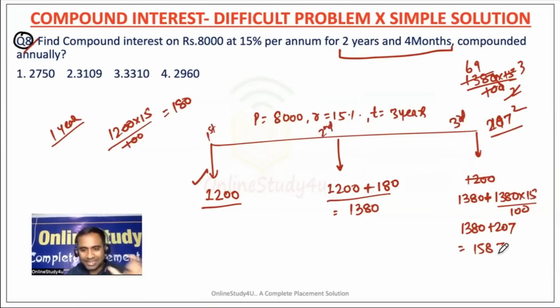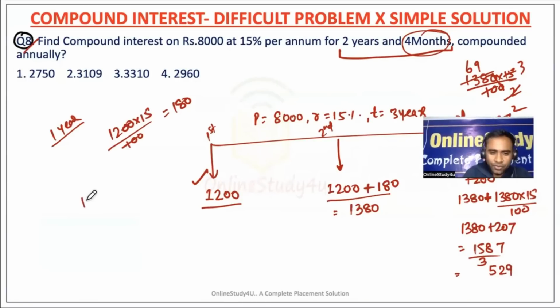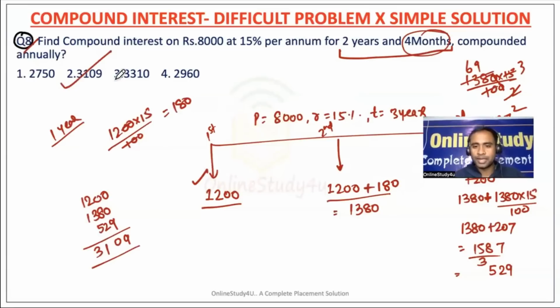Now, this is for the complete third year, but we have to calculate for 4 months. So divided by 3. So 3 5s are 15, and 3 2s are 6, so 529. Now, what will be our interest? So 1200 rupees for the first year, second year it is 180, and for the third year it is 529. Total is 1909. Option 2 will become the correct answer, right?